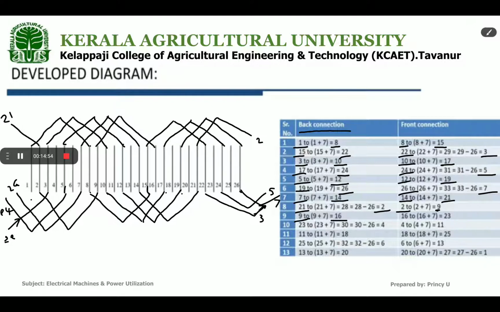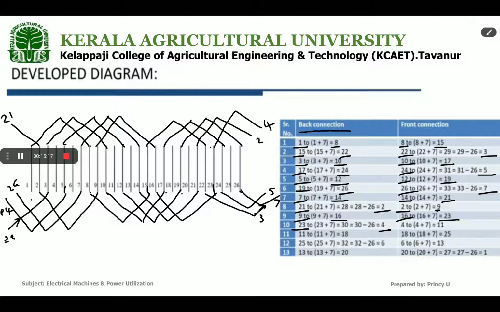Then from 16 to 23, then from 23 to the 4th conductor. So on the upper side we show the back connection. Let's mark 23 to the 4th conductor here.